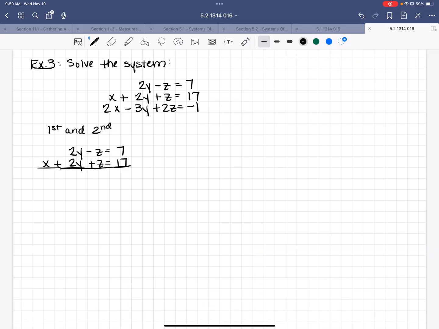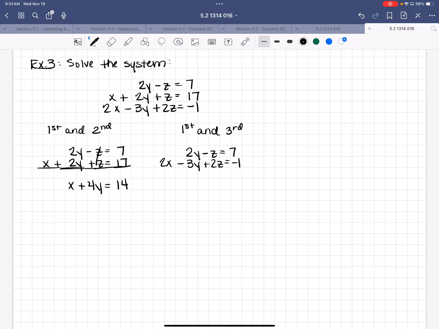Okay, so the z's are going to go away, and that's going to leave me with x plus 4y equals 14. Now that's putting first and second together, and I've got an x and y left. Who do you think I would like to put together next? I'm going to put first and third because they're opposite signs and get rid of the z. So I have 2y minus z equals 7, and then I have 2x minus 3y plus 2z equals -1.